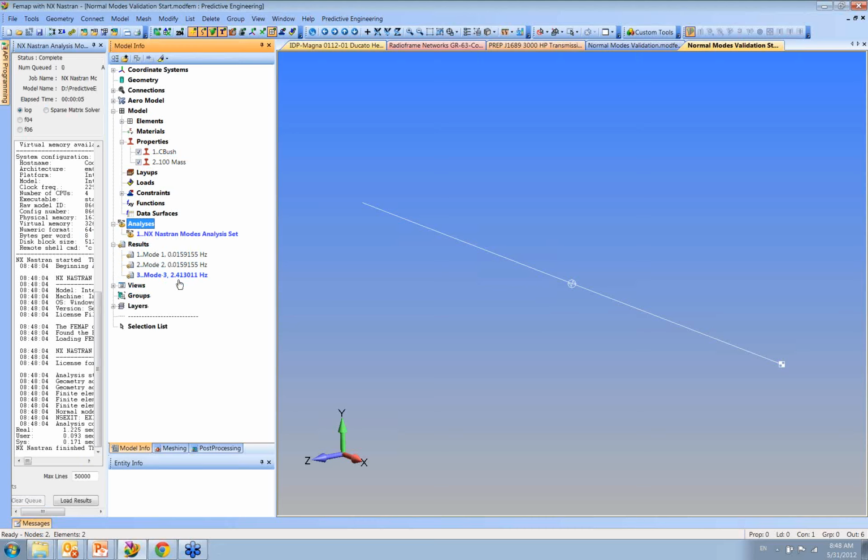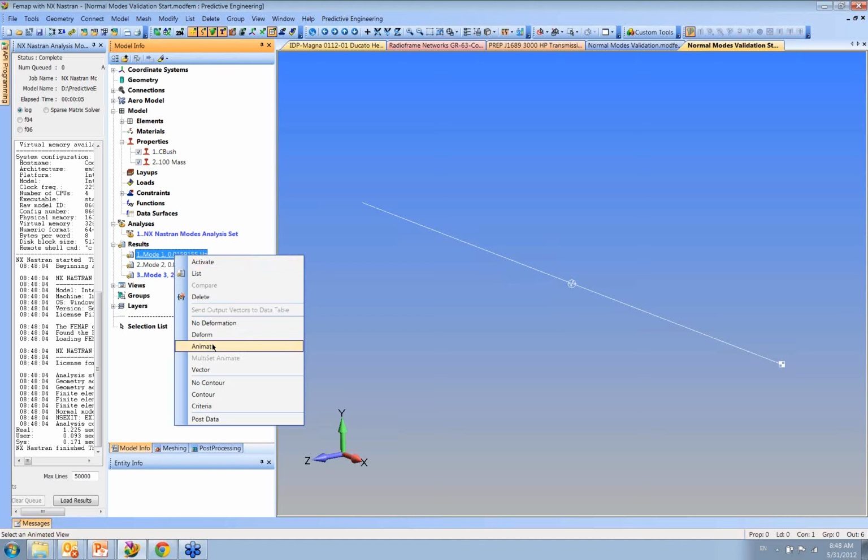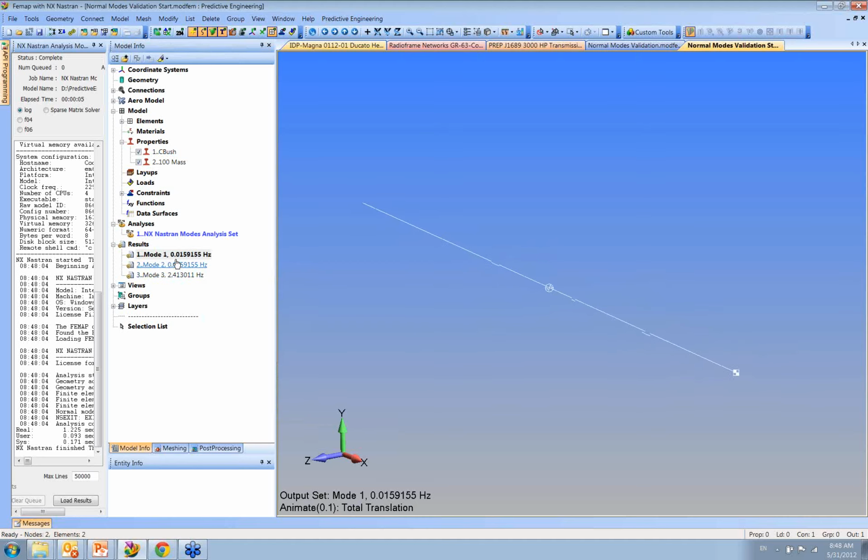And the results it kicks out, it has these low frequencies here, which is logical. You go right click, animate. Because remember, those are the stiffnesses that we gave at 1. And here is our 2.43 based on theory. And it only kicks out 3 modes.